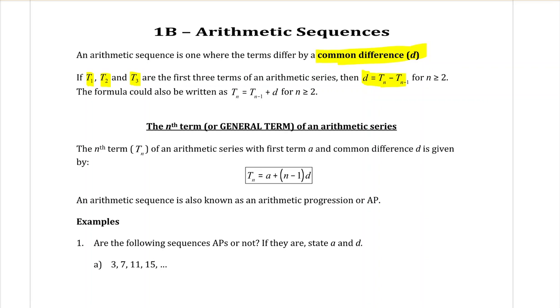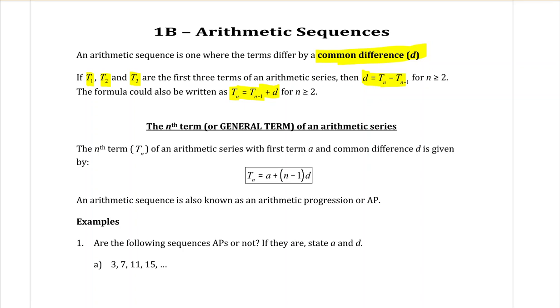Alternatively, you could rearrange that formula, and you wouldn't do this most of the time, but this is similar to what we were writing yesterday when we were trying to find rules for things. The T of n would be equal to the previous term plus the common difference. They were rules we were writing down yesterday, and it's just a rearrangement of that first one over there.